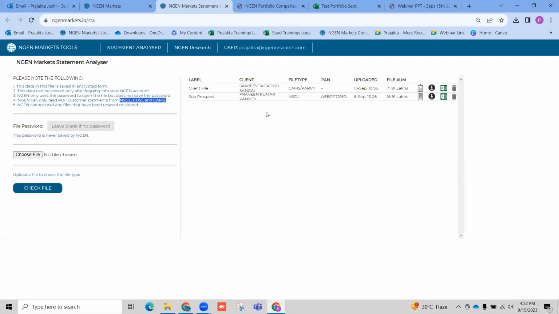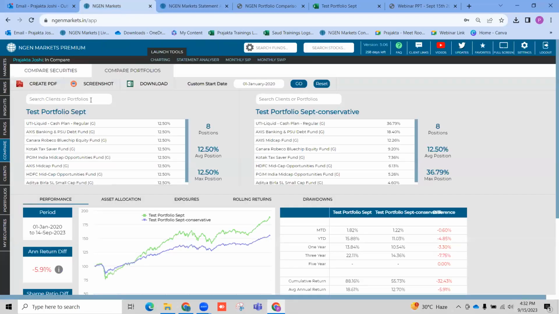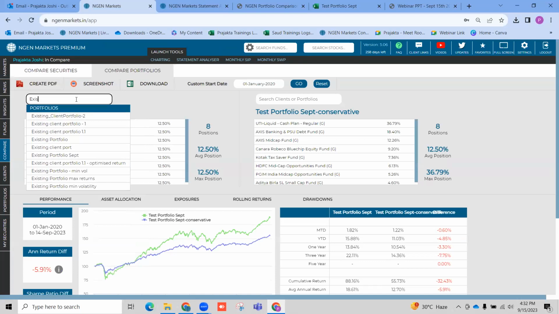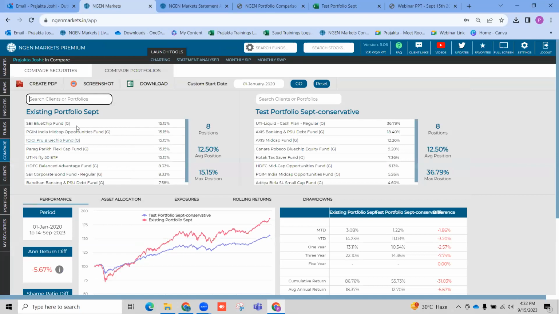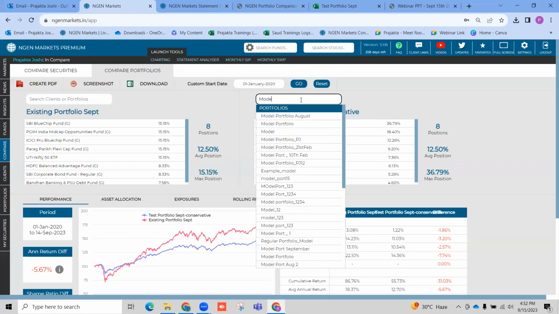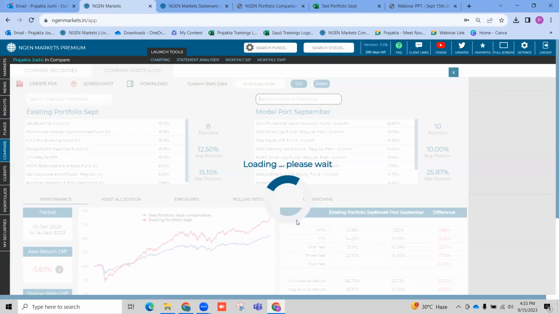Once it is onboarded, you can typically load that up on the left-hand side here. So let me load in the existing portfolio here. So this is the existing portfolio for September month. And on the right-hand side, you will load in the model portfolio. Typically, that will have the whitelisted funds that you would have done for the client. And you're trying to propose those schemes to your client, right? So you will load in the model portfolio here. This is the model portfolio.